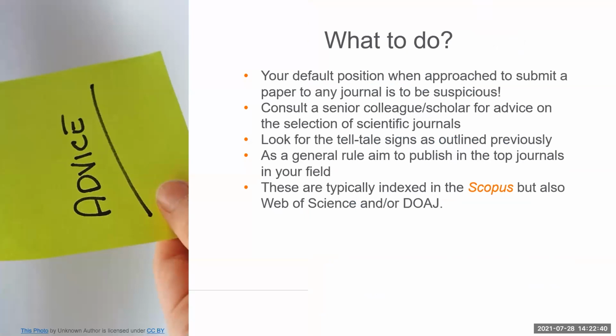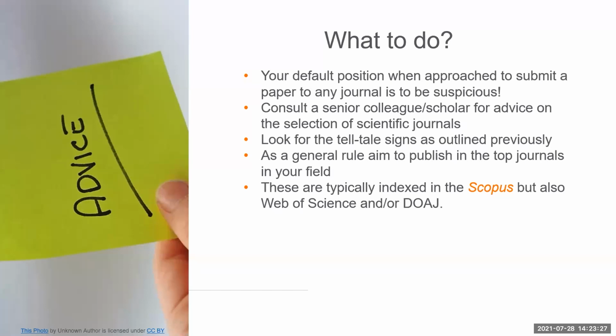So what to do otherwise is the default position when approached to submit a paper to a journal. Always be suspicious, because this is not normal practice for journals. They do not usually send emails and ask authors to submit manuscripts unless it is a special edition. It's very unusual to do this, so be suspicious when you get an email like that. Also consult a senior colleague, because often it is younger, less experienced researchers that are targeted. So consult senior colleagues, ask them for their advice before you actually select this journal in which you send your manuscript.